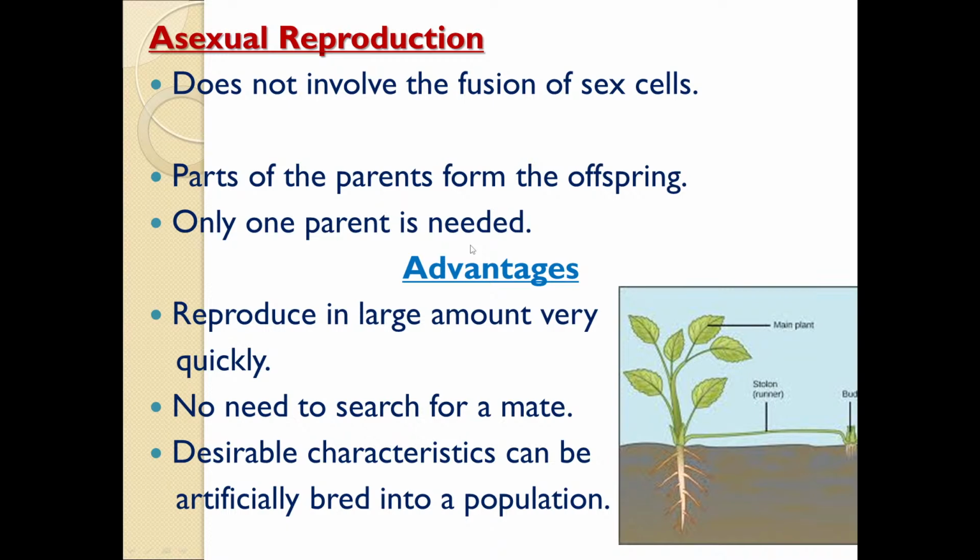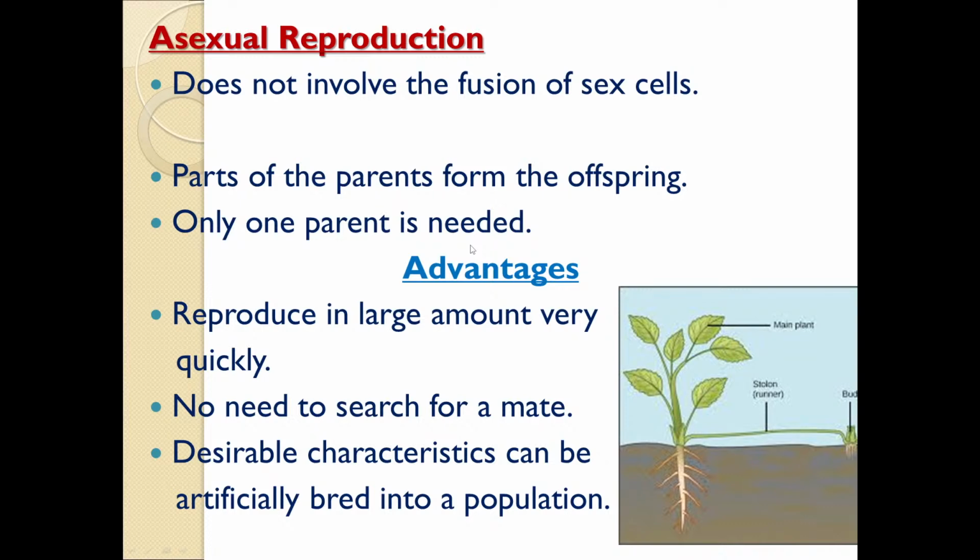Now, the main difference between sexual and asexual reproduction is simple: for asexual reproduction, only one parent is normally needed, whereas for sexual reproduction, we normally have two parents, one of which must be a male and the other a female. Now, of course, there are advantages and disadvantages between the two types of reproduction.